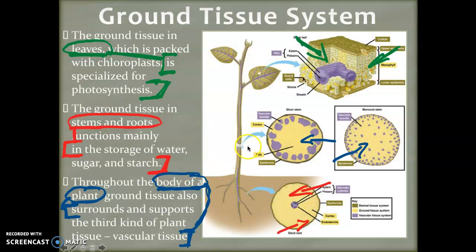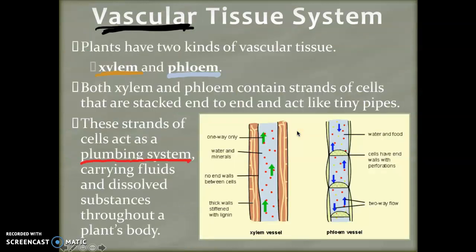And then finally, in the body of a plant, this big stem right here, the ground tissue is going to function as support for the third kind of vascular plant tissue, which we'll talk about next. We'll also talk about why these look different. This is a dicot stem, and this is a monocot stem, and we'll talk about that as we move on.